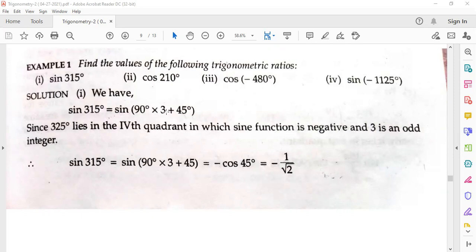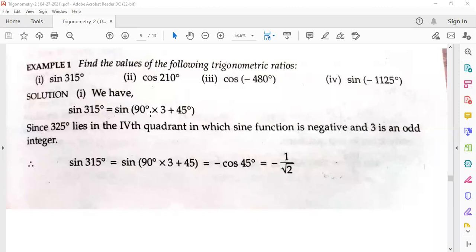We have to find out if the multiple of 90 degrees is odd. If this multiple is odd, then sin will be changed into its complementary cos. If it is even, then sin will remain sin. Sin will remain sin when this multiplier is even. When the multiplier is odd, sin will be changed into cos. Here 3 is odd, so sin will be changed into its complement, that is cos.